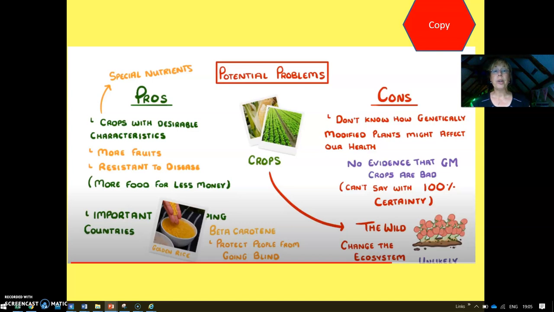Okay, you need to know the pros and cons of genetic modification. Of course, we can grow crops with desirable characteristics if we take a gene from another type of plant. We might have more fruit or plants more resistant to disease, so that might mean you have more food for less money. This is particularly important in developing countries. For example, beta carotene is used to protect people from going blind, so being able to put a gene into a plant that allows it to produce beta carotene would be incredibly helpful.